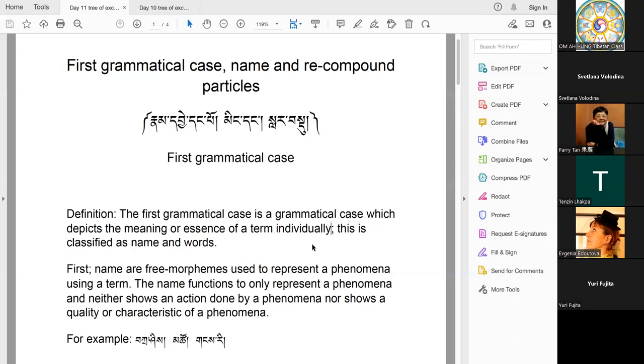So the first grammatical case is classified as name, words, or statements. So there's something missing here. So also statements. So name, words, and statement. But statements are a combination of name and word. So that could also be argued there. So please understand that concept that I said. I will repeat this concept once more. When we say individually, it means that that name represents nothing else but that particular thing.